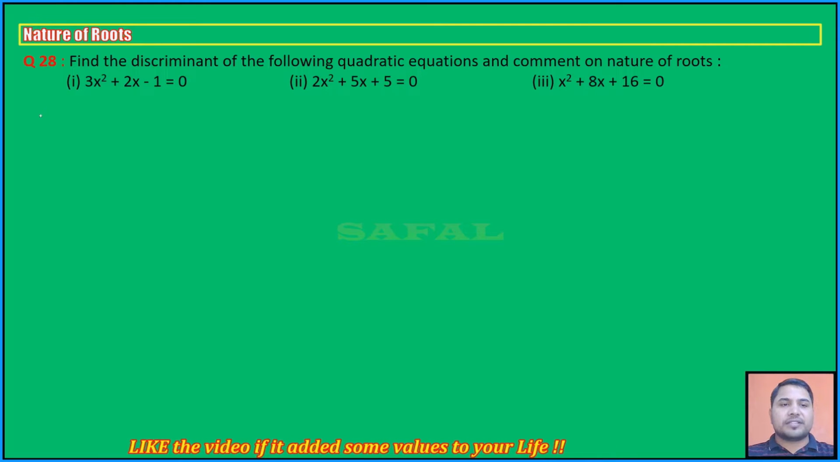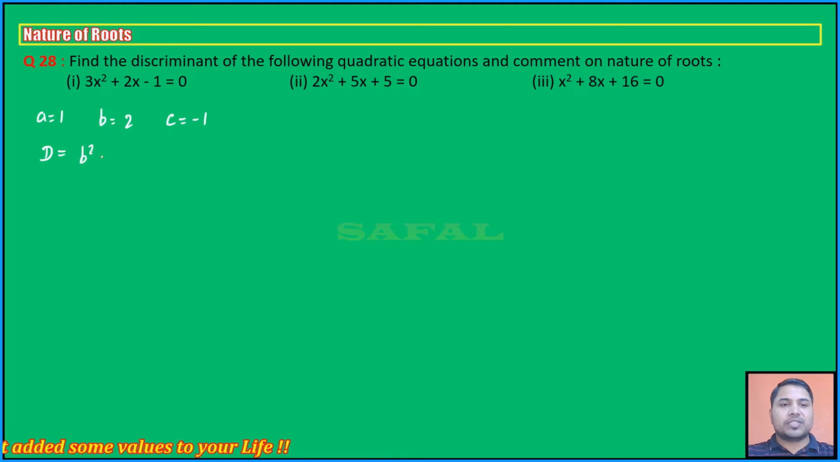So the first case, if I see, A is how much? 1. B is how much? Coefficient of x, that is 2, and C, that is the constant term, is -1. So capital D, the discriminant, what is it? B square minus 4AC. So what is the value of B that we have? 2.